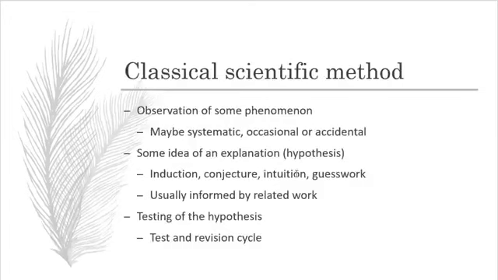Once you make some observation of some phenomenon, it may be systematic, occasional or accidental. Based on that phenomenon, you can formulate your research problem. You can come up with a research problem. Next, when you come up with your research problem, as I told, the next thing you do is you read some literature, or you discuss with your collaborators, your co-authors, or your co-project investigators, and then you come up with some kind of a hypothesis or an idea of an explanation, right?